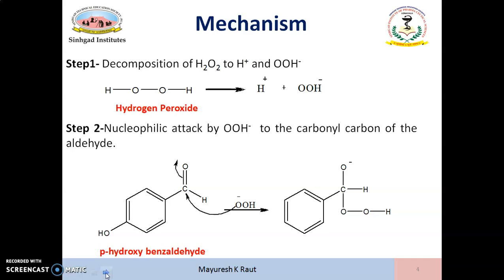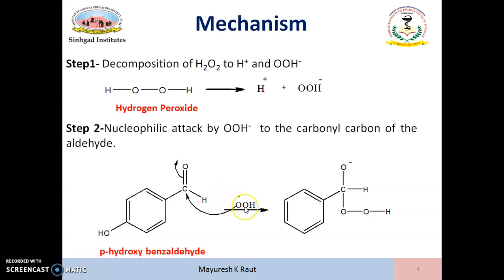Step 1 is decomposition of hydrogen peroxide to H plus and OOH minus ions. So this hydrogen peroxide will dissociate to form H plus ions and OOH minus ions. In step 2, there is nucleophilic attack by OOH minus ions to the carbonyl carbon of the aldehyde.